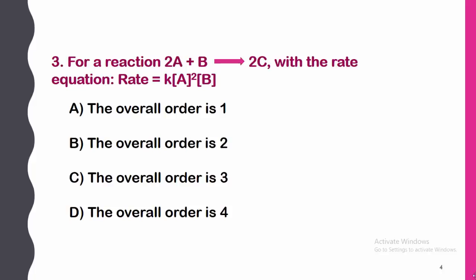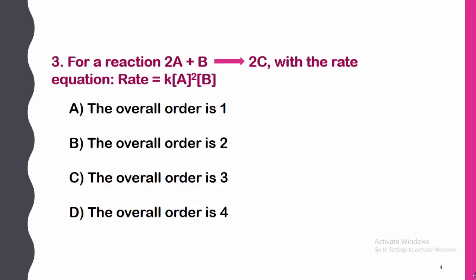What is the question? The overall order of the above reaction. Option A, overall order is 1. Option B, the overall order is 2. Option C, the overall order is 3. And option D, the overall order is 4. We just have to find out the overall order of the reaction.